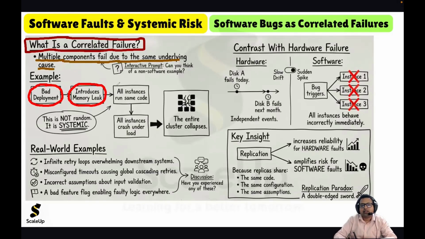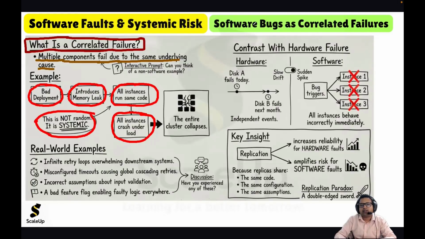So all instances will run the same code, and hence all instances will crash under the load because of the memory leak. So it is a correlated failure, not a random failure. Rather, it is a systemic failure, because here the underlying cause is the same, that is the memory leak. The underlying cause is the bad deployment which introduced the memory leak, and because of this reason all the nodes, all the multiple components, failed. So it led to a systemic failure.